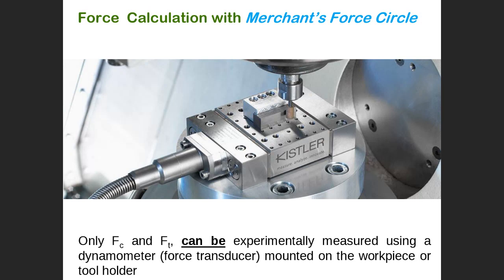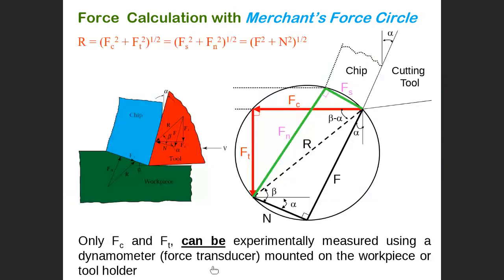We put this device on a table and do the cutting. Using this device, we can measure only FC and FT. FS, FN, F, and N we cannot measure experimentally. So what about the other four forces? Actually, we can obtain the unknown forces as a function of the known forces.